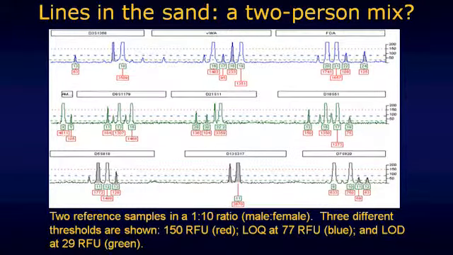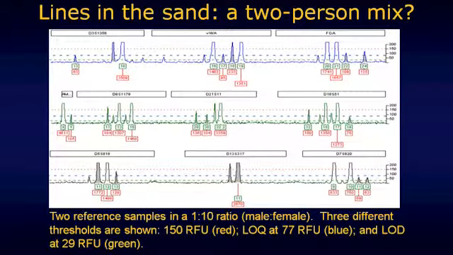This testing laboratory had in place in its protocols a minimum peak height threshold. They drew the line in the sand at 150 RFUs, and they said any peak that fell below that line in the sand could be noise, they weren't sure it was signal, so they aren't going to talk about it. If you draw that line in the sand at 150 RFUs on this electropherogram, I'll tell you what you see. You only see peaks that correspond to the major contributor to this mixture. Only the female's DNA rises above that minimum peak height threshold.